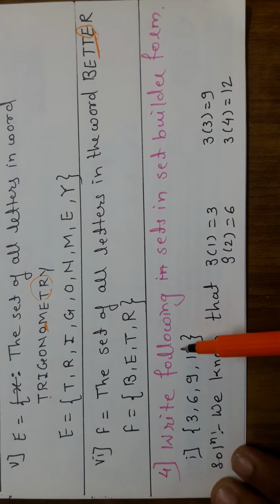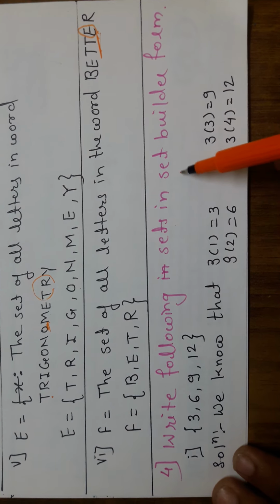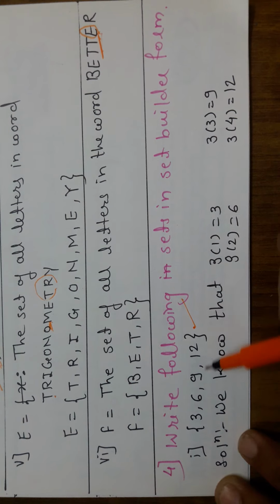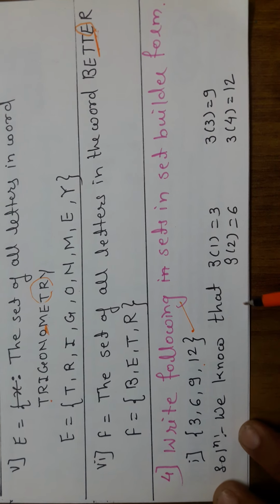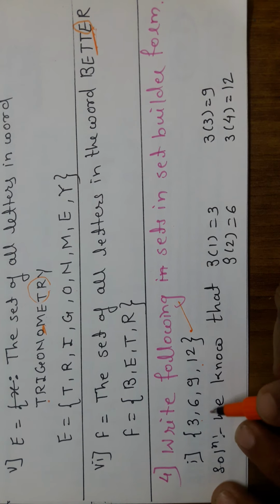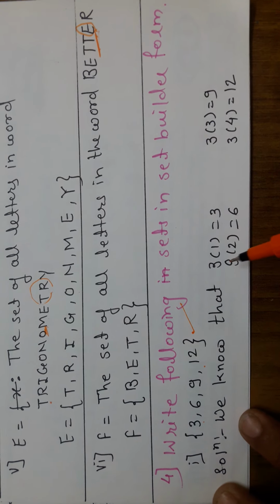Fourth problem: write the following sets in set builder form. Now they have given a roster form here. This roster form we have to write in set builder form. 3, 6, 9, 12. We have to write which common property it has.